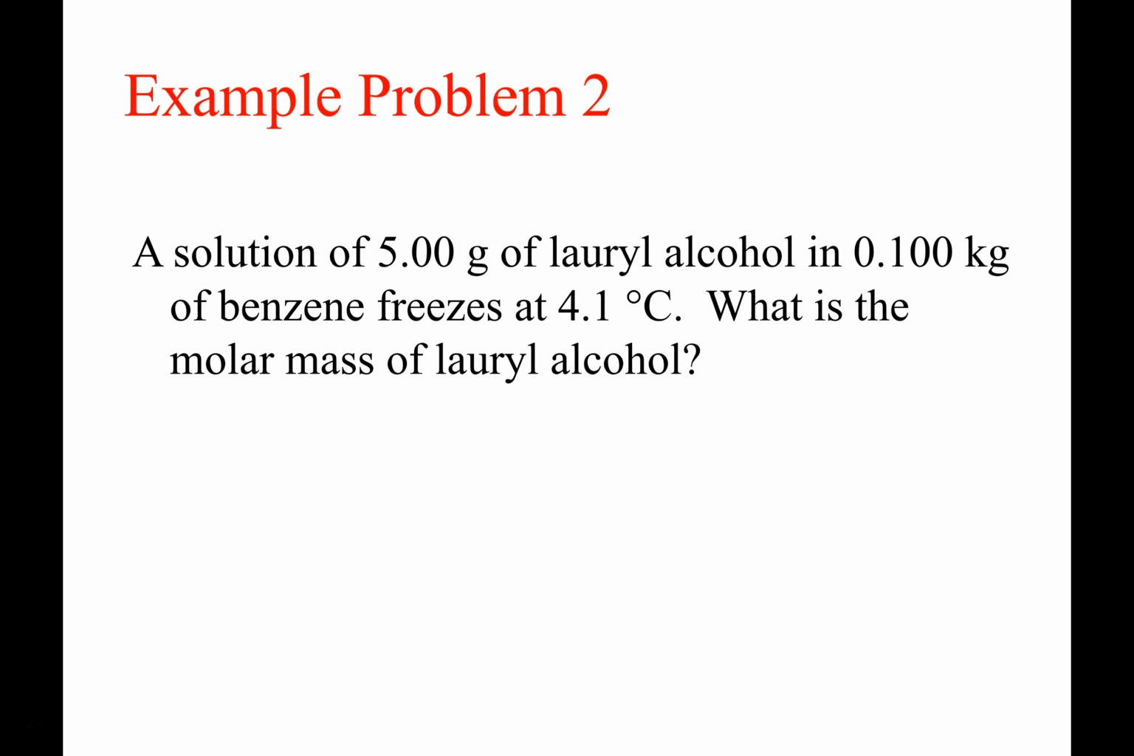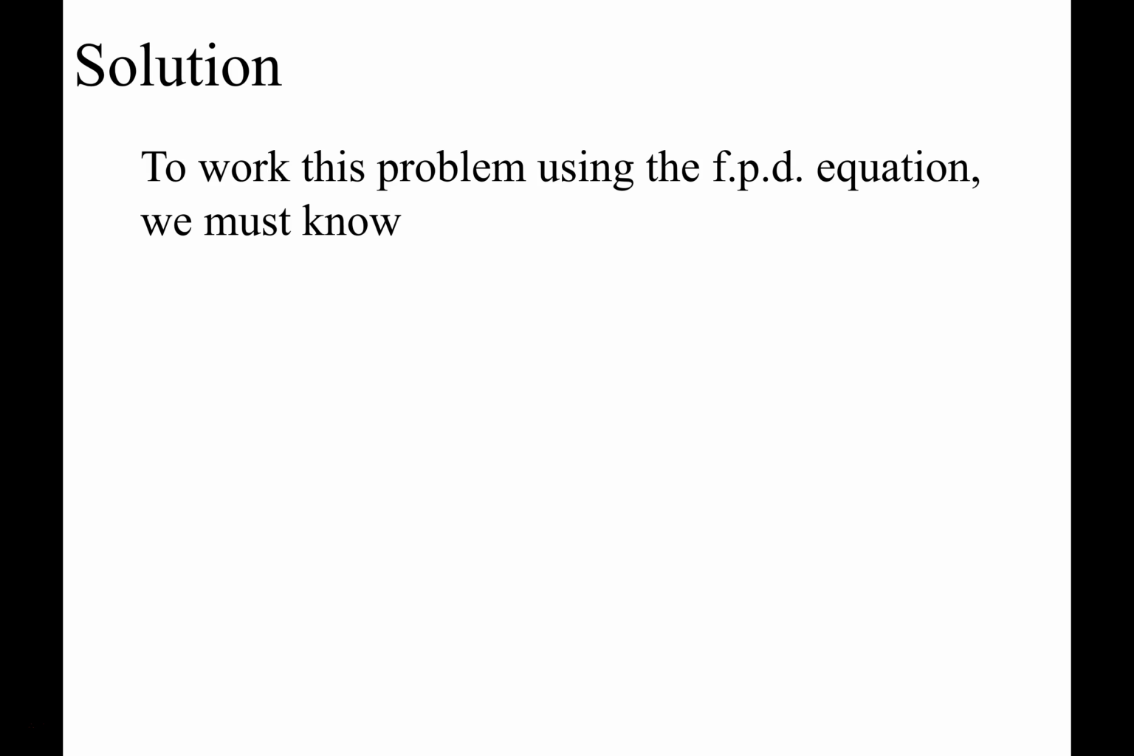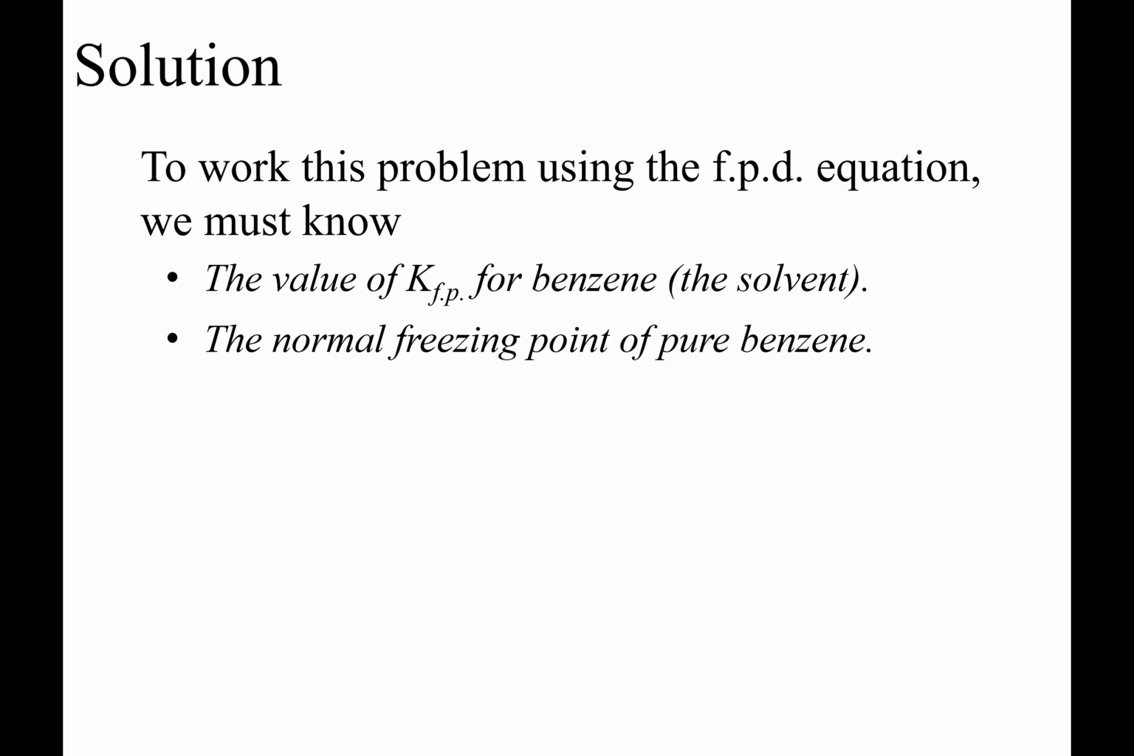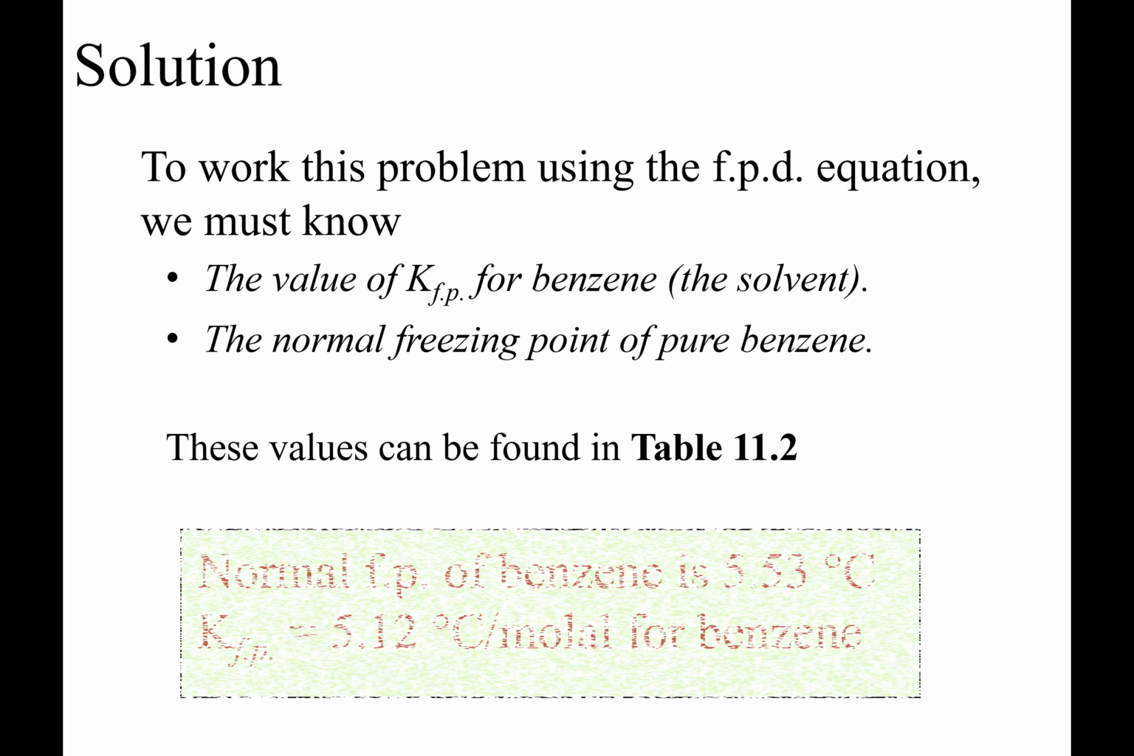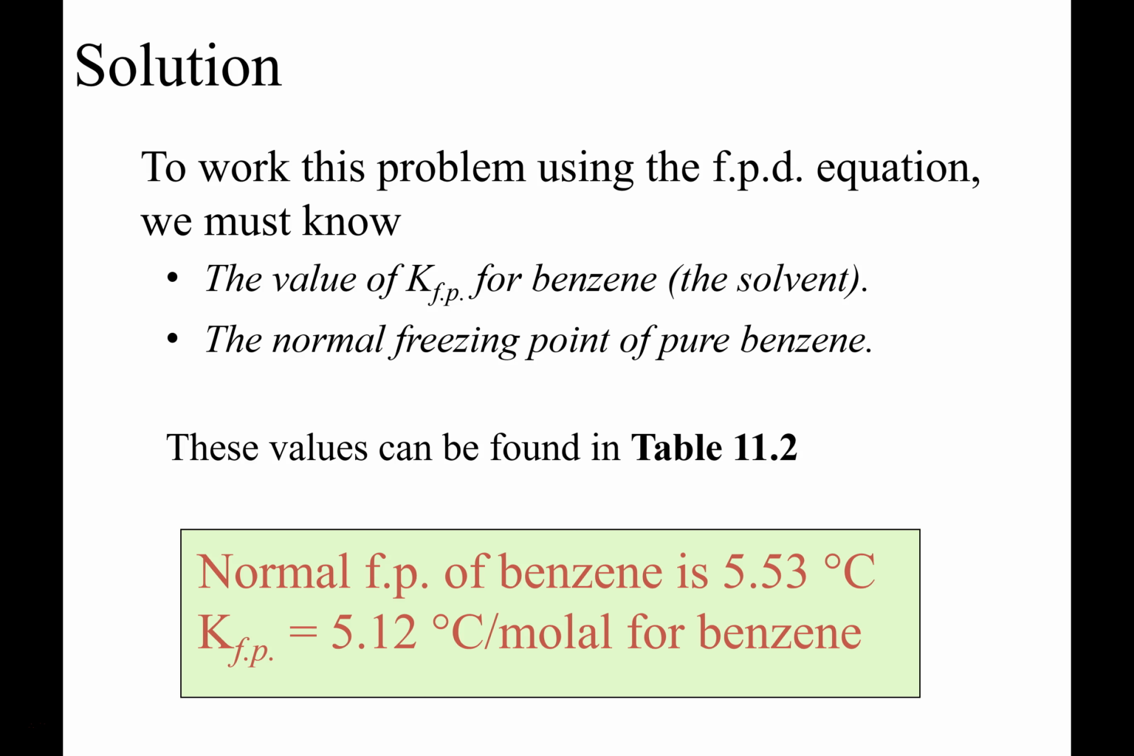Molar mass, grams per mole, so that's what we're after. Let's see how this works. Well, for benzene, we know we can come up with the freezing point depression constant. We got that. We know that we can come up with the temperature at which it normally freezes. And here they are again. That looks kind of familiar.